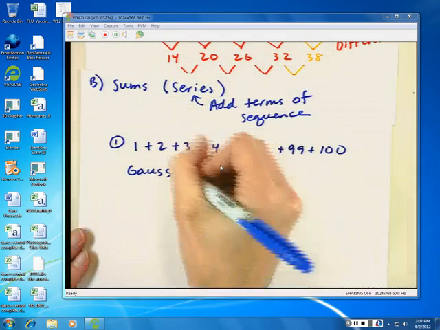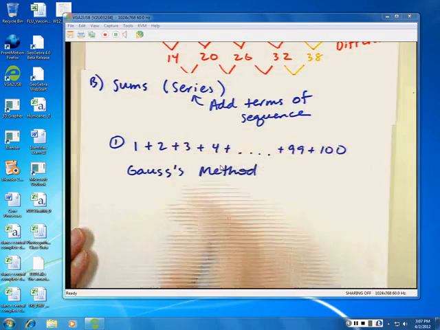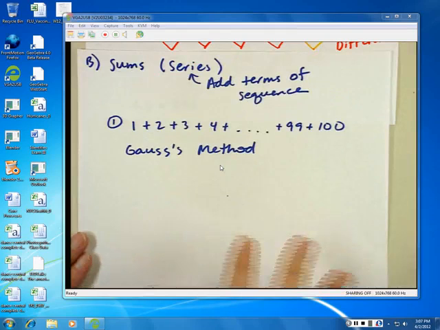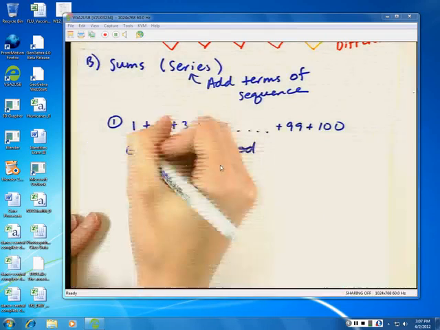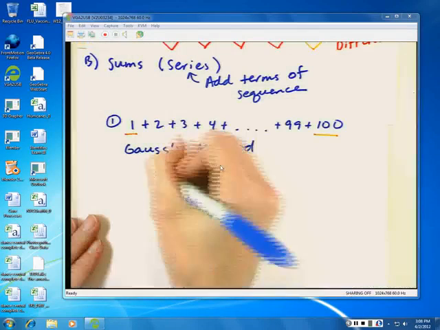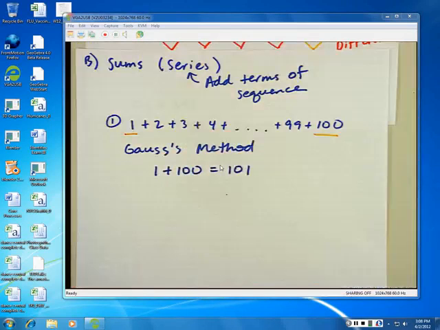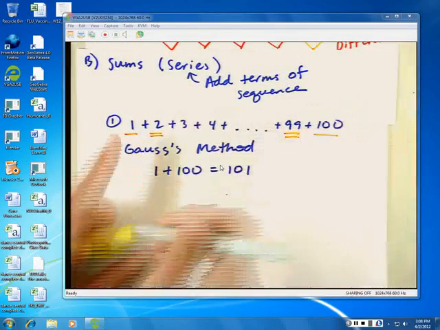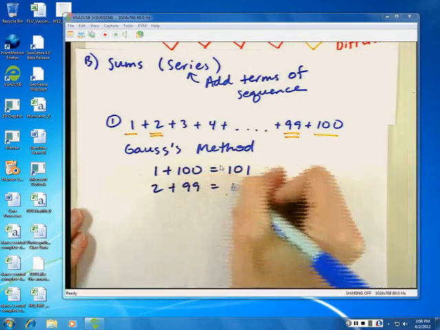So this is Gauss's method. So instead of just going by brute force, which is just adding them as given, instead Gauss noticed this pattern. If you add 1 and 100, so 1 plus 100, you get 101. When you add the next two terms in the middle, which would be 2 plus 99, you get 101 again.